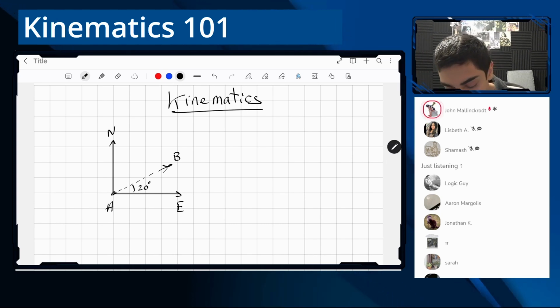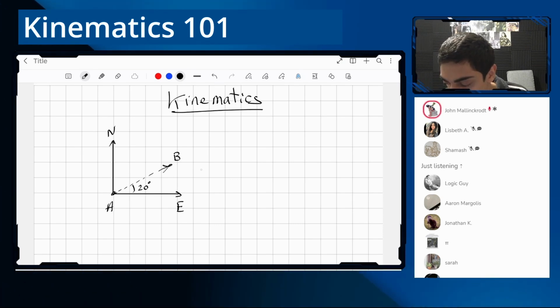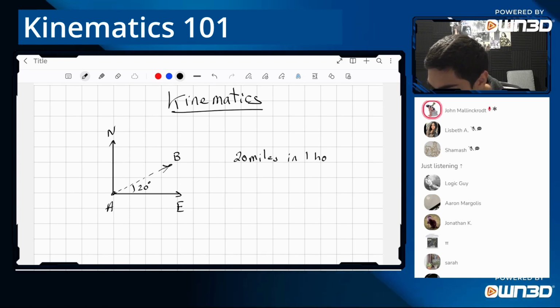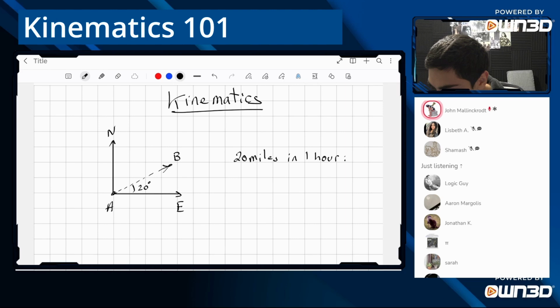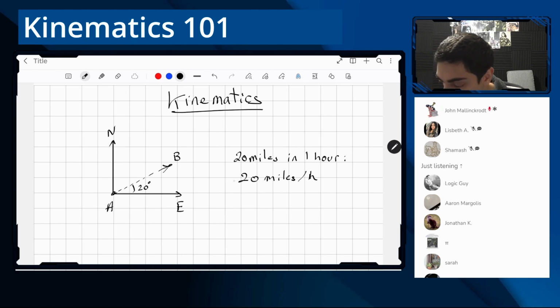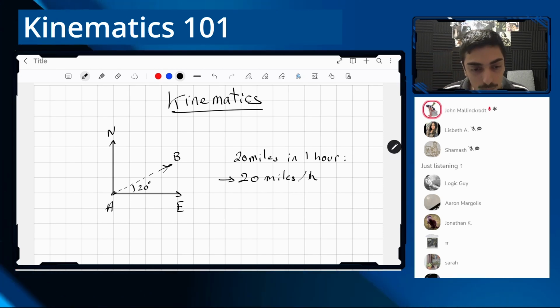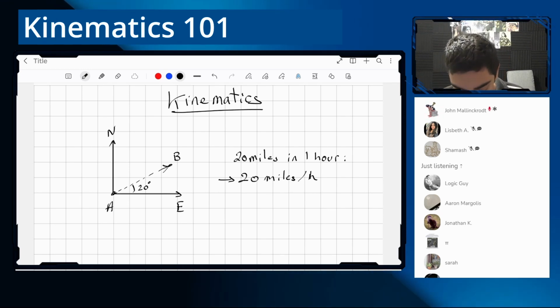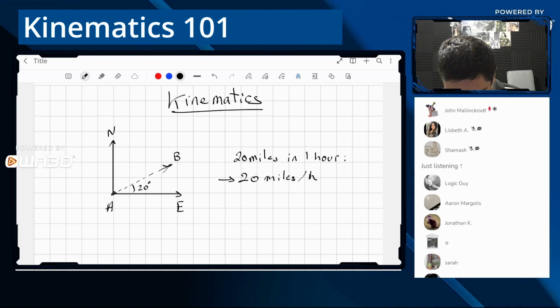If I do that in 10 minutes, well, that would be pretty fast. Let's say I did it in an hour. If I did that in 1 hour, then my average velocity would be 20 miles per hour, 20 degrees north of east. In other words, I traveled 20 miles north of east in 1 hour. That gives me an average velocity of 20 miles per hour, 20 degrees north of east.